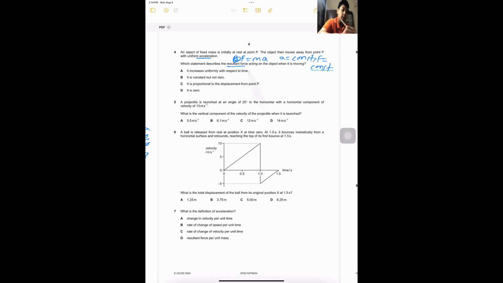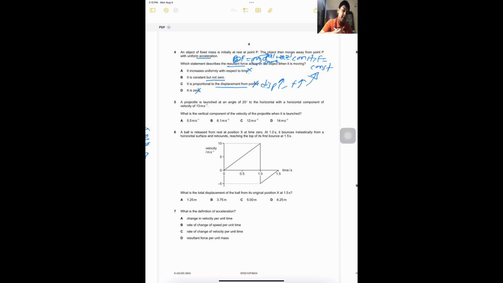It will have a constant value, because also mass is always the same, it never changes. So F equal to constant as well, so A is wrong. It is constant but not zero, it will have a constant value. So this could be an answer. It is proportional to displacement, which means if displacement increases, the F increases, which is wrong, because it will just have a constant value. It is zero, no, it is not zero, but it will have a constant positive value or maybe a negative value, but it is constant but not zero.